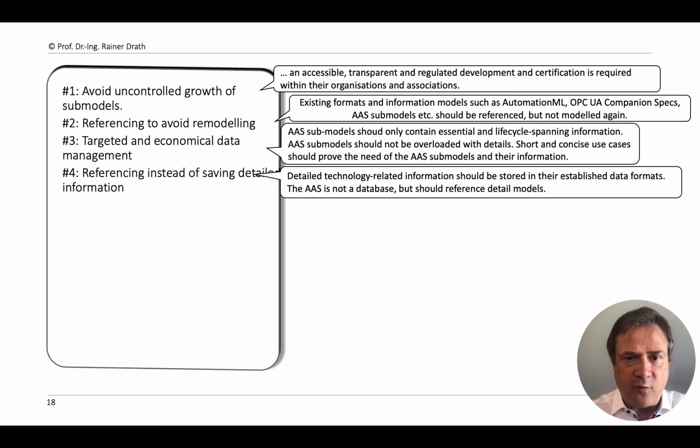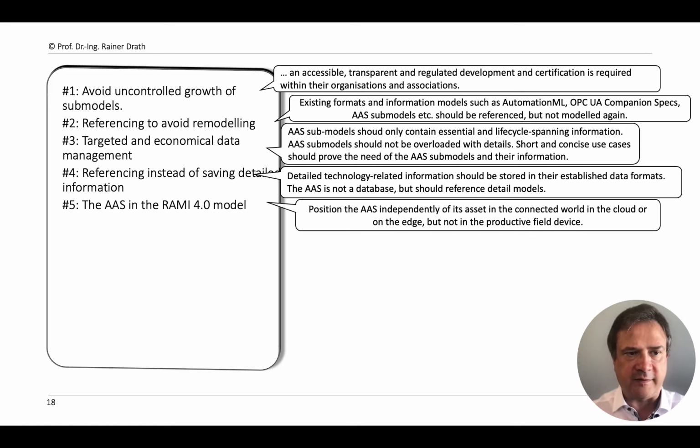Number 4, we say that detailed technology-related information should be stored in the established data formats. The AAS should not be misused as a database, but should reference the detail models. Number 5, we believe that the AAS should run independently of its asset, in the connected world, or in the cloud, or in the edge, but not on the product or field device. Do not run the Asset Administration Shell of a robot inside of a robot, because if the robot is down, the Asset Administration Shell would also be down.